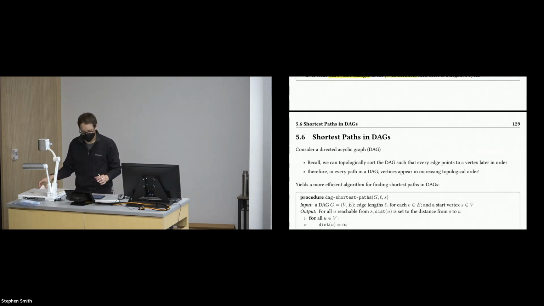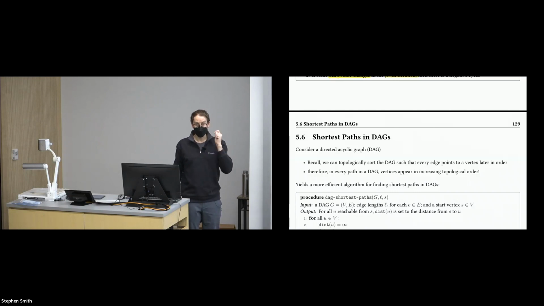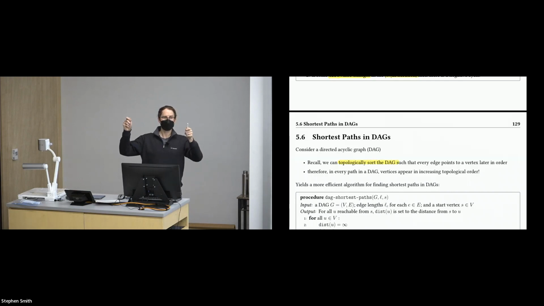Okay, last topic, which is a short one, is if I want to compute a shortest path in a directed acyclic graph, I can actually do it more efficiently, even with edge weights. Since there's no cycles, I don't have to worry about negative cycles or anything, right? Because it's an acyclic graph. But the key thing in a directed acyclic graph is that we can topologically sort the DAG. And remember, in a topological order, every vertex points to a vertex with a higher number in the order.